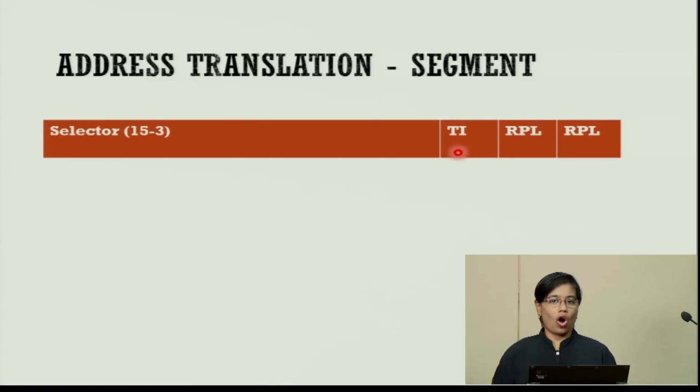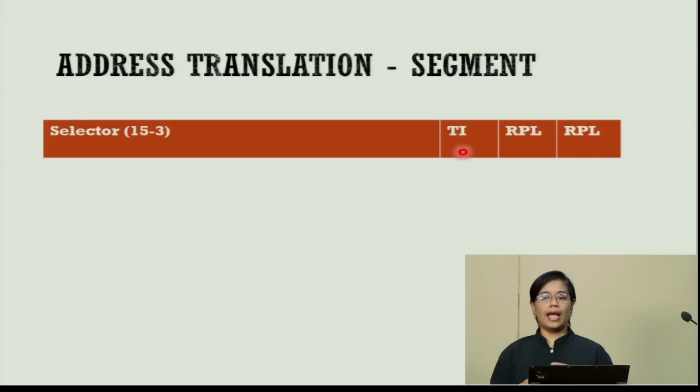This bit, which is called the TI, indicates which table you are going to use. There are 2 descriptor tables in memory: a local descriptor table and a global descriptor table. If the TI bit happens to be 0, then it means the entry for the segment is available in the global descriptor table. If it happens to be 1, then the entry for this particular segment is going to be available in the local descriptor table.